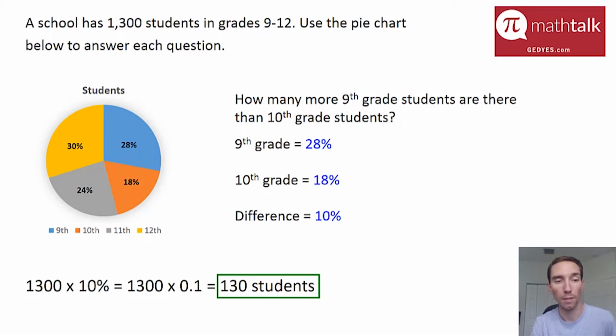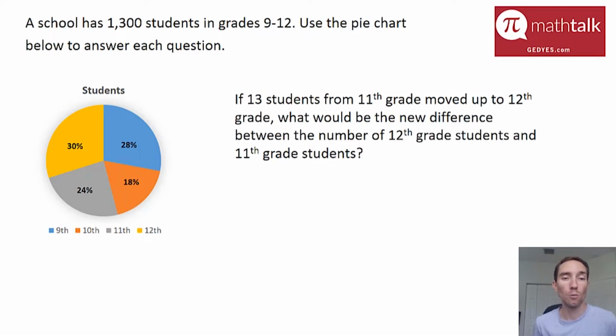Let's look at one more example with this pie chart. This one says, if 13 students from 11th grade moved up to 12th grade, what would be the new difference between the number of 12th grade students and the 11th grade students? So now we're not looking at percentages, we're looking at the actual number of students moving from 11th to 12th grade. But we still need to look at how many students there are that started in 11th and 12th grade, figure out what happens when we take 13 of them and move them up, and then look at the new difference.